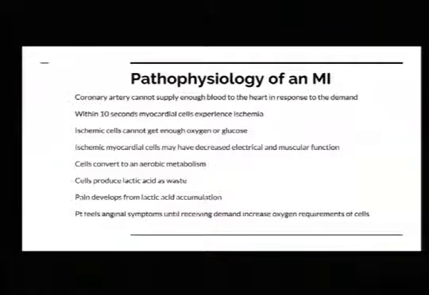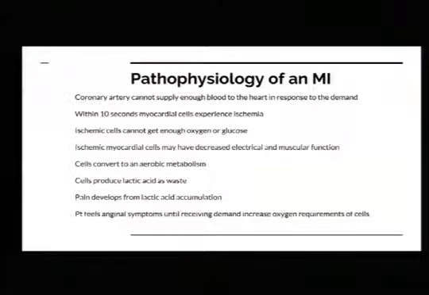So within 10 seconds, myocardial cells experience ischemia at onset of that need of increased demand. If they can't get enough oxygen or glucose, that's when they get ischemic. Those myocardial cells have decreased electrical and muscular function, which is why we start to see bundle branch blocks on our 12 leads. Then they convert to anaerobic metabolism. Those cells produce lactic acid. Just like when you work out, your muscles hurt afterwards, it's all that lactic acid. That builds up in the myocardium. That's bad.